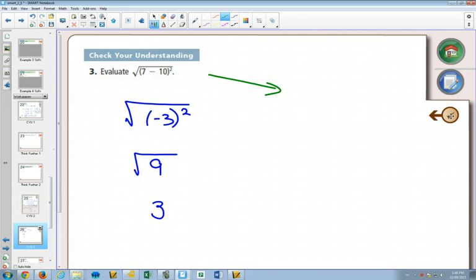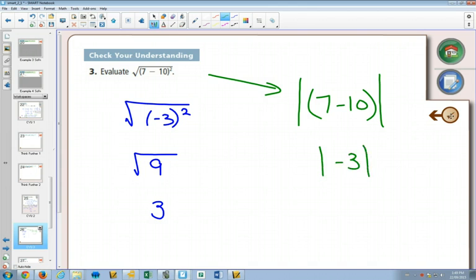But we have to be careful because if I just cancel them out, what am I left with? Negative 3. So if you want to cancel them out, you need to add absolute value bars. Because a square root is always positive. And then you would get absolute value of minus 3, which becomes positive 3 as well.